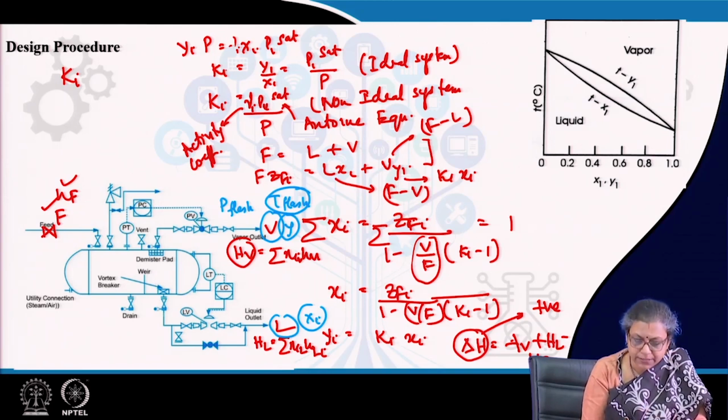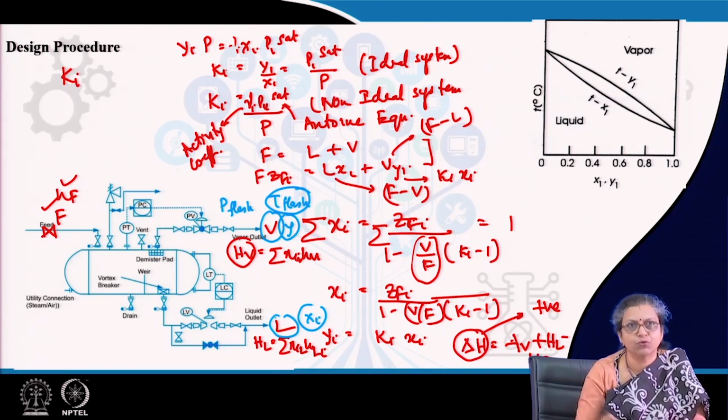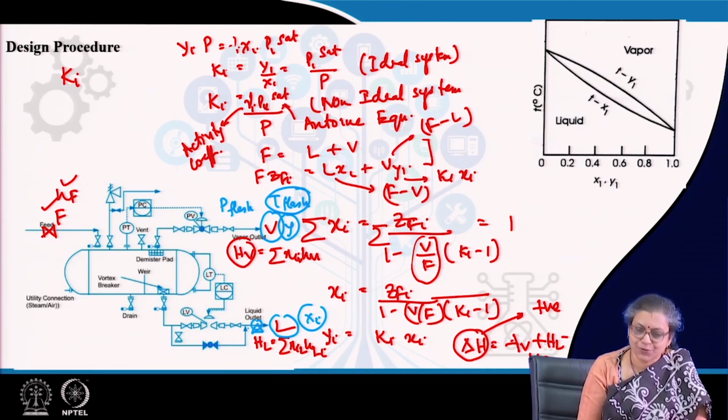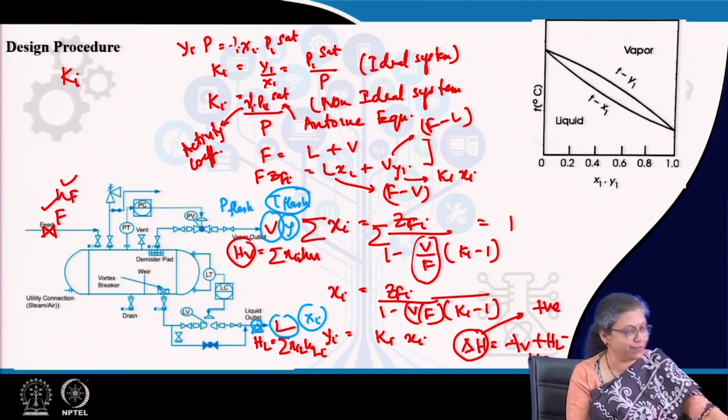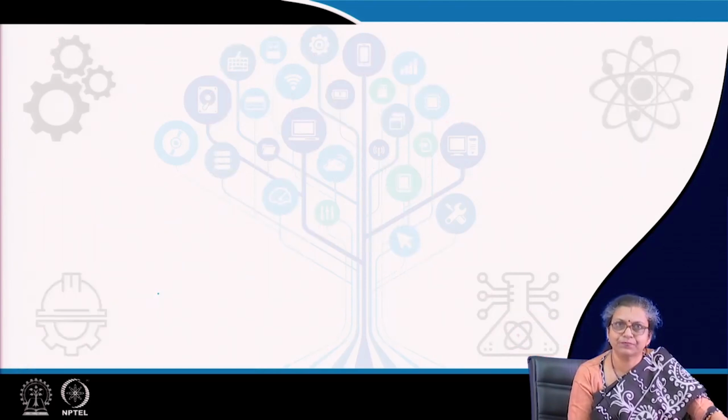After this, what happens? The liquid will definitely go to some storage, so it will be pumped out from here. Now, you very well know that if a liquid-vapor mixture is introduced into a liquid pump, just recollect the phenomenon of cavitation which happens. So you can understand the greater requirement of a vortex breaker in this particular case.